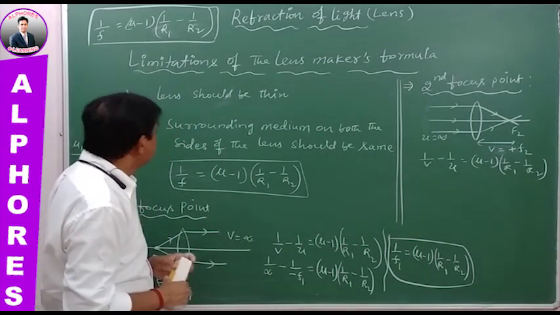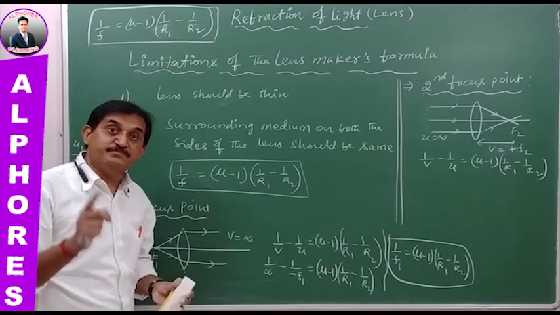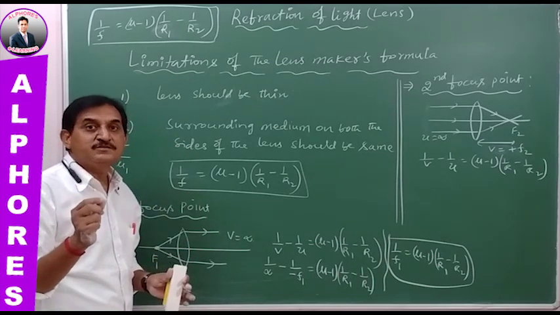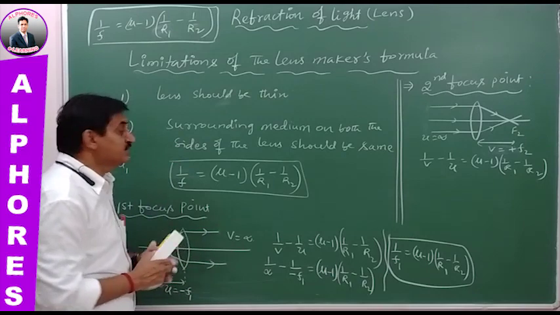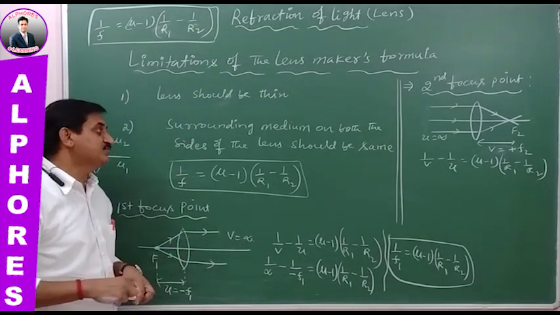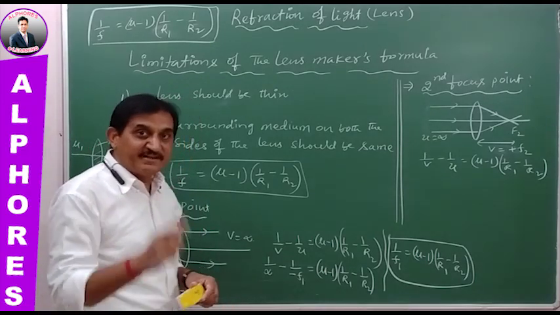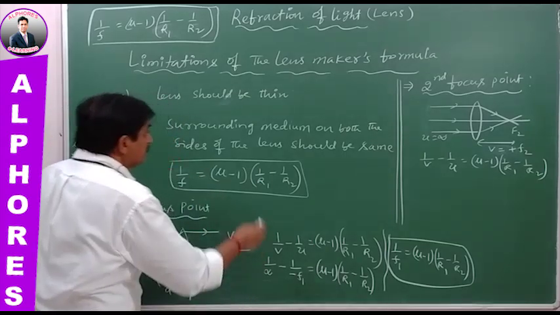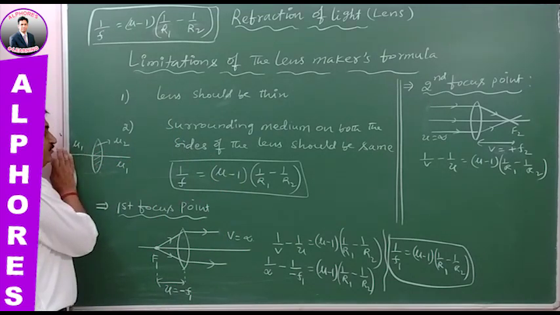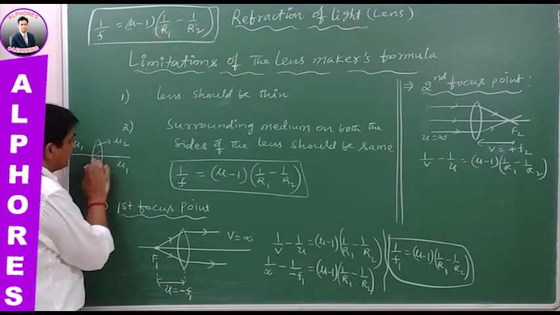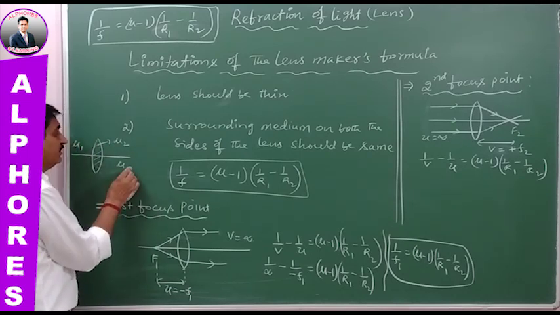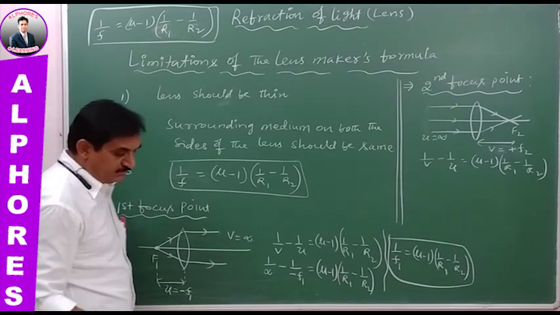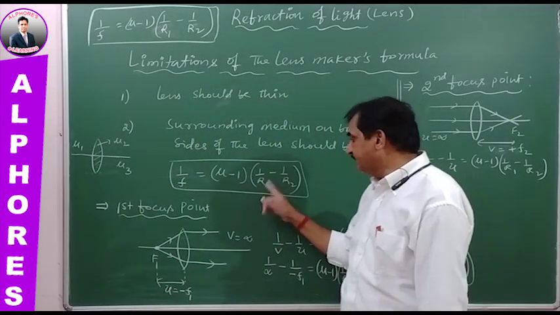Very, very important. Point number one, the lens must be thin. For a thick lens, we should not use this formula directly. And the second limitation, the surrounding medium on both sides of the lens should be the same. Otherwise, this formula is not to be used. For example, on one side the medium is mu1, the lens material is mu2, and on the other side the surrounding medium is mu3. This is mu1, this is mu2, and this is mu3. In this case, we should not use the lens maker's formula.